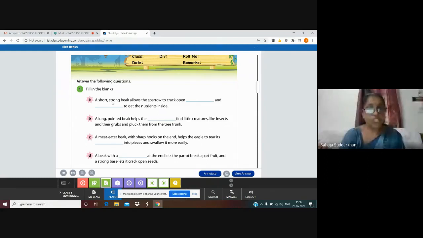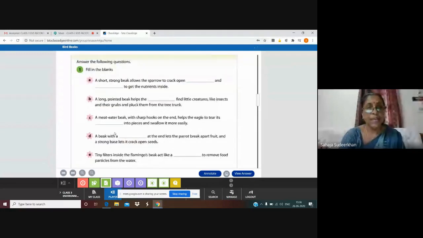A short, strong beak allows the sparrow to crack open the nuts and seeds to get the nutrients inside. Let us see the answer later.